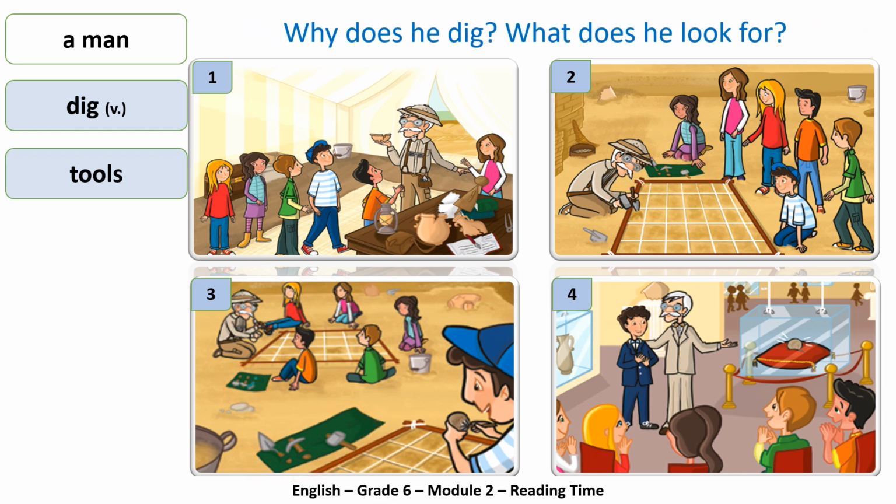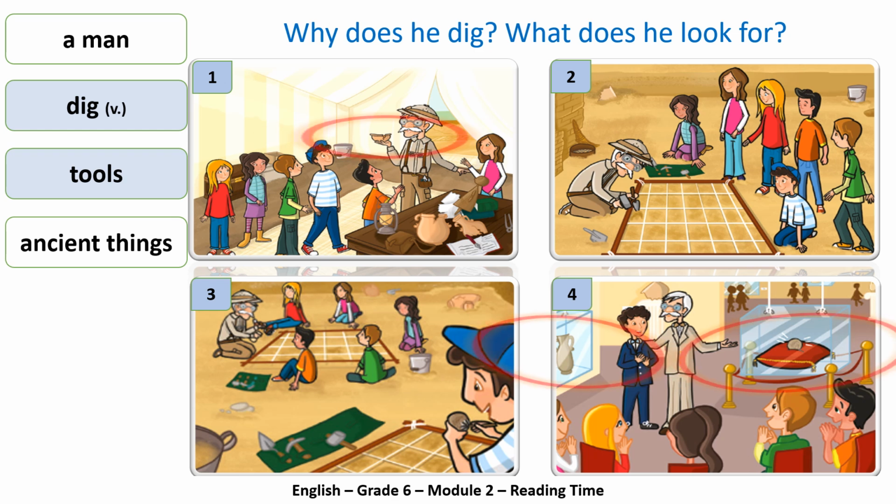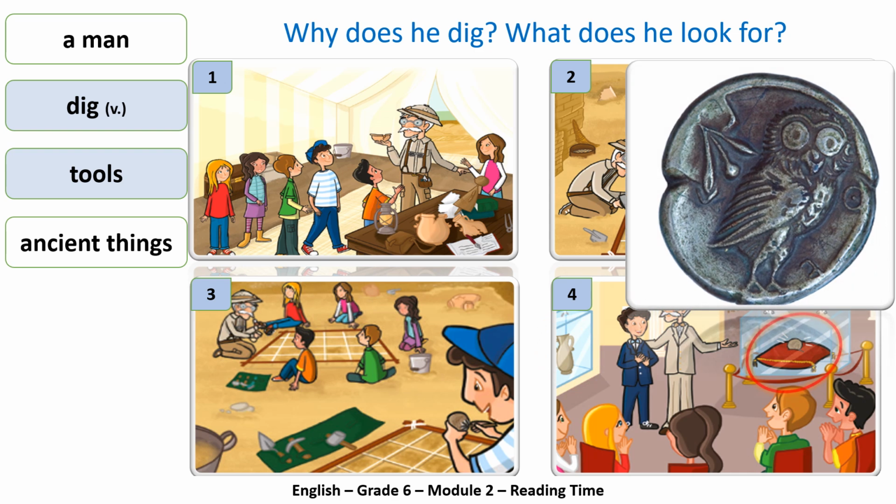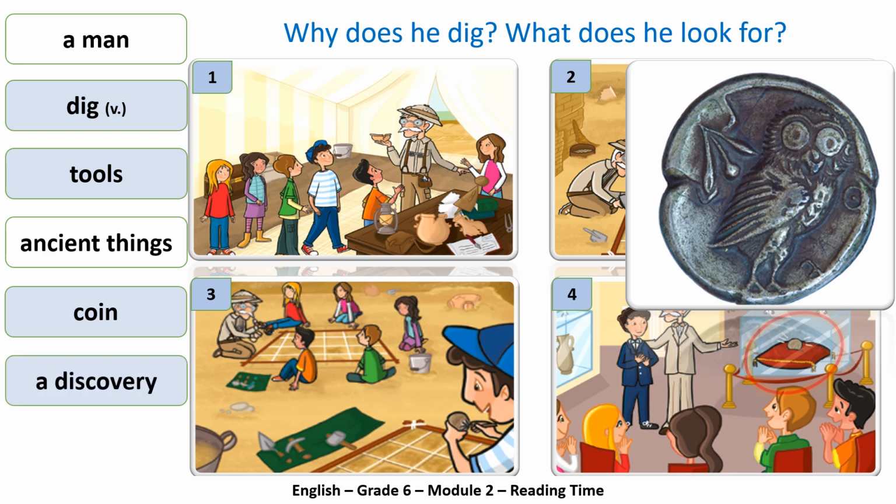Why does he dig? What do you think? What does he look for? This man is digging and he's looking for ancient things, very old things, like these ones. So, let's focus on one item of these 3, which is this one. Do you know what this is? It's a coin. So, when someone finds a coin like this, he has made a discovery.